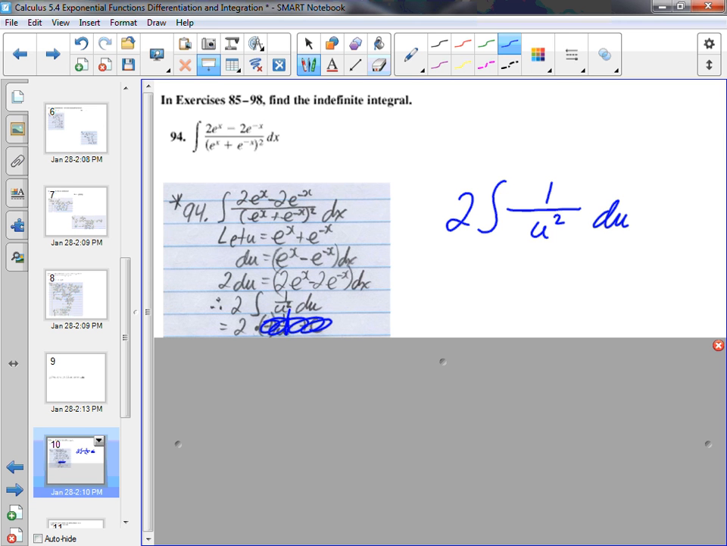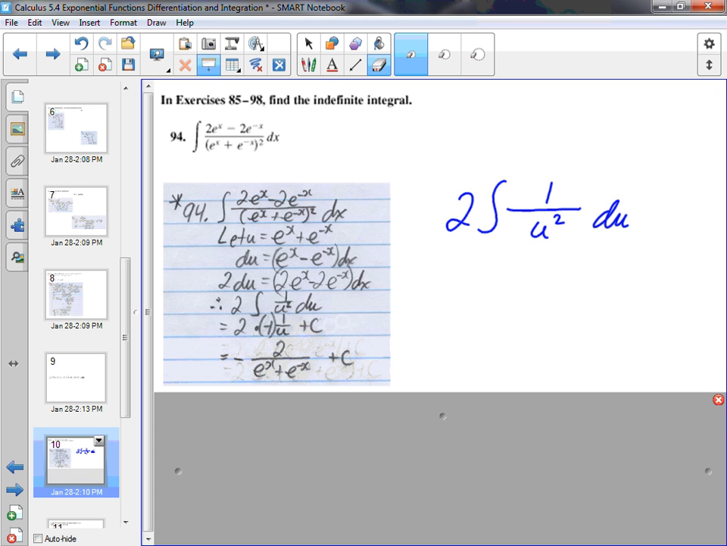Now u to the negative 1 is the same thing as 1 over u. So that's adding 1 to the exponent, get u to the negative 1, or 1 over u. Then you have to divide your coefficient by the new exponent. So, same thing as multiplying by negative 1, plus c. Final answer.